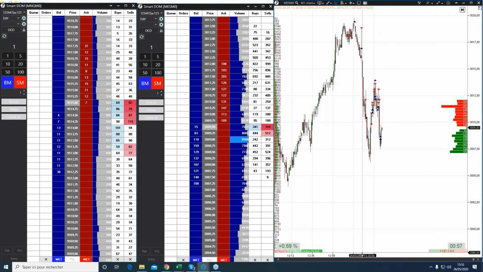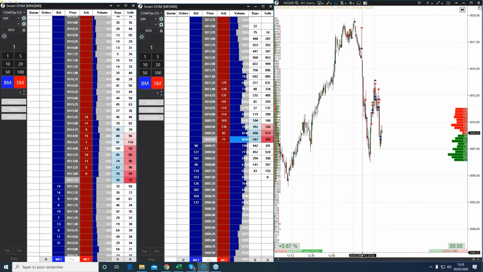Normally, you buy at the market. That means you don't care about the price, you buy at the market. That's a market order. If you want to buy at a certain price or sell at a certain price, you will put your order in a limit position. If you put in a limit position, you will be in a queue position.